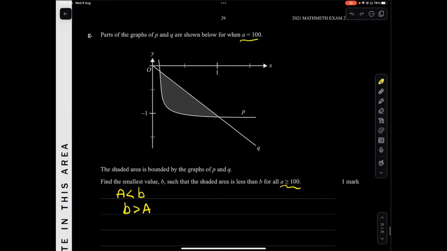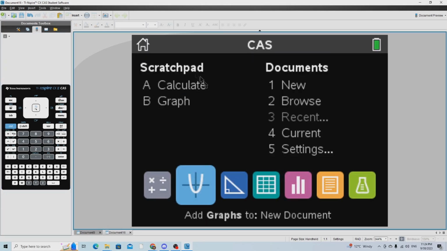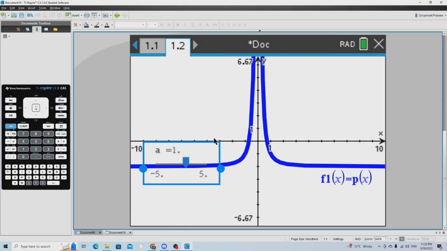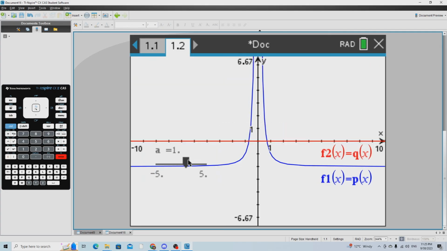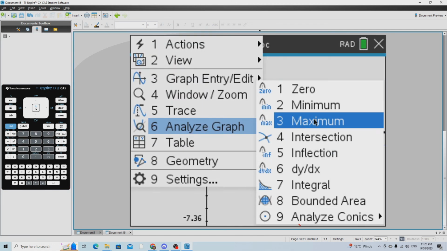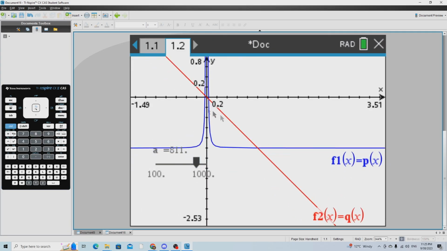So to do this, I'm just going to graph it, because I feel like this one would be easy on the graph. So write both equations, P of X and Q of X. They're saying A must be greater or equal to 100, so let's say this is 1,000 and this is 100. Let's look at this here. What can we see? If I look over here, let's zoom in.